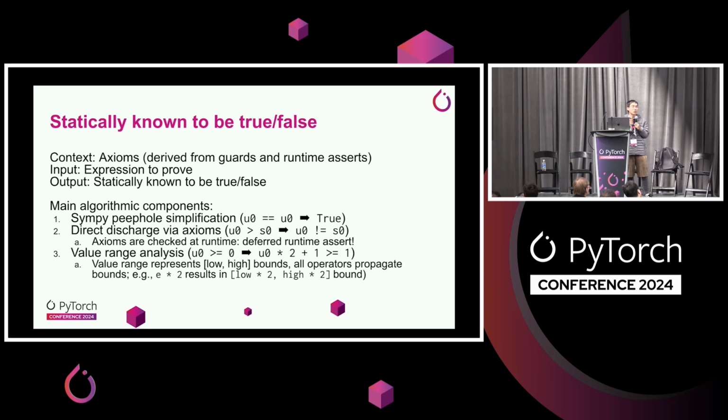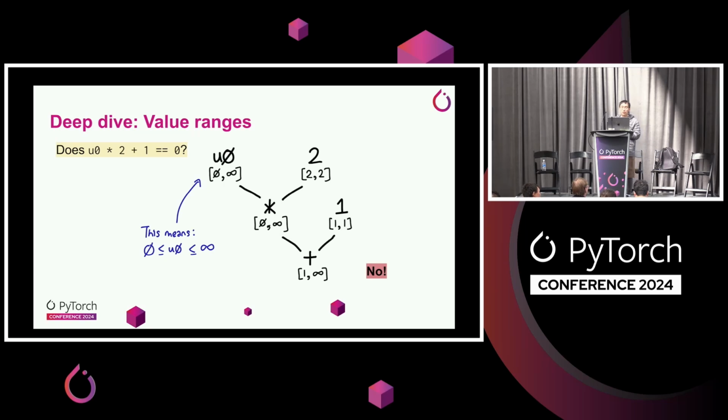And finally, and the most important analysis we do, is value range analysis. So every value that we have in our program has a lower bound and an upper bound, and we can use this to solve questions about inequalities. So for example, if I have an expression like, does u0 times 2 plus 1 equal 0? If I assume that u0 is some sort of size-like quantity where it's greater than or equal to 0 and unbounded from up top, then I can do a value range analysis where I instead interpret this expression in the abstract domain of value ranges.